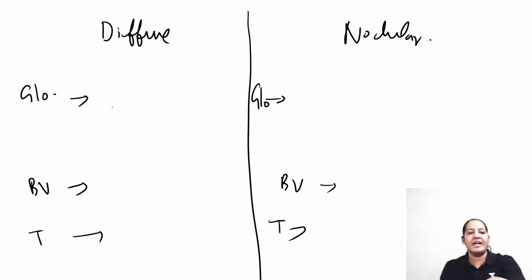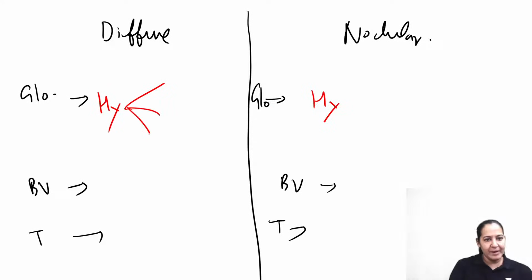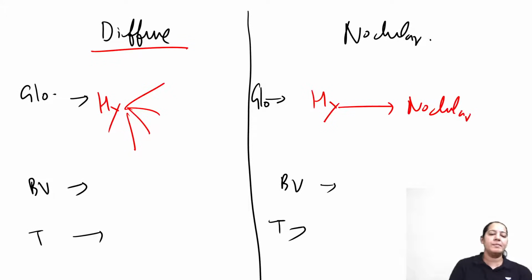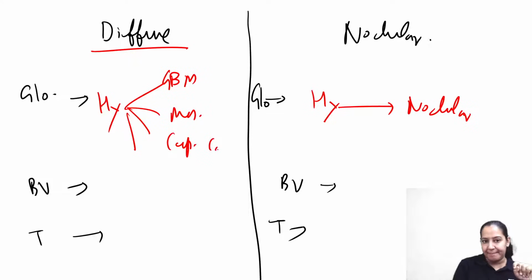So can you tell me the summary? What is the glomerular finding? Here also hyaline is deposited, here also hyaline is deposited. But here 4 places, that's why diffuse. Here only nodules, that's why nodular. Give me a thumbs up. Here the 4 places are the glomerular basement membrane, mesangium, capillary cap, and Bowman's capsule, that is capsular drop. Right? So that's why.